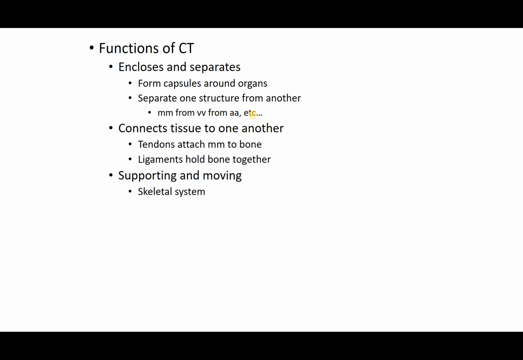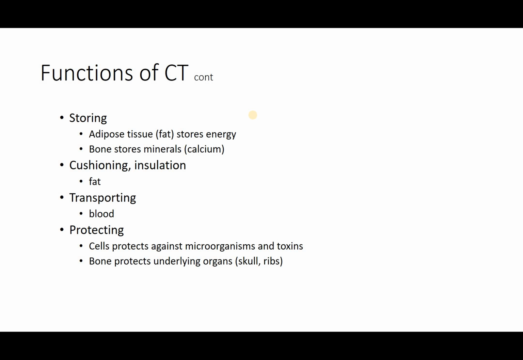Also, connective tissue allows one thing to be attached to another, like tendons attach muscle to bone, and ligaments hold bone together. And then our skeletal system, the bone, provides support and movement. Also storage. Adipose tissue is a good example of that, where it's stored energy, and bone is good for storage of minerals such as calcium.